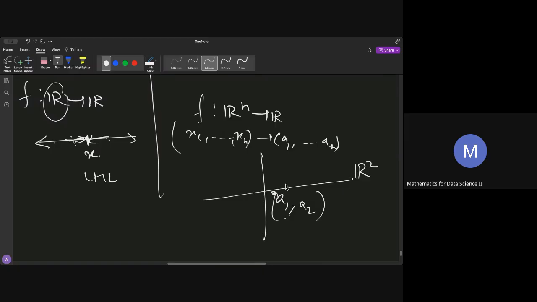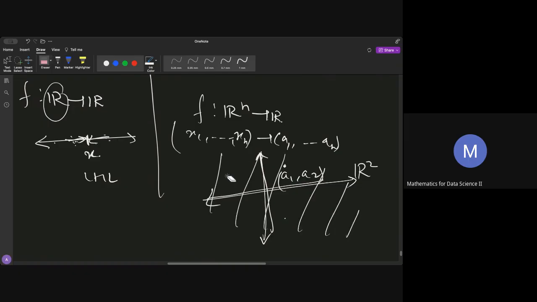So how many directions do I have to approach this point in R2? Two directions? Four directions? How is it four? If this is my point a1, a2, I need to find directions to approach this point such that all the directions are in my R2 space. R2 space is not just these axes, it's the entire space, right? R2 space is like a paper. If you have a paper, that's an R2 space, a plane.